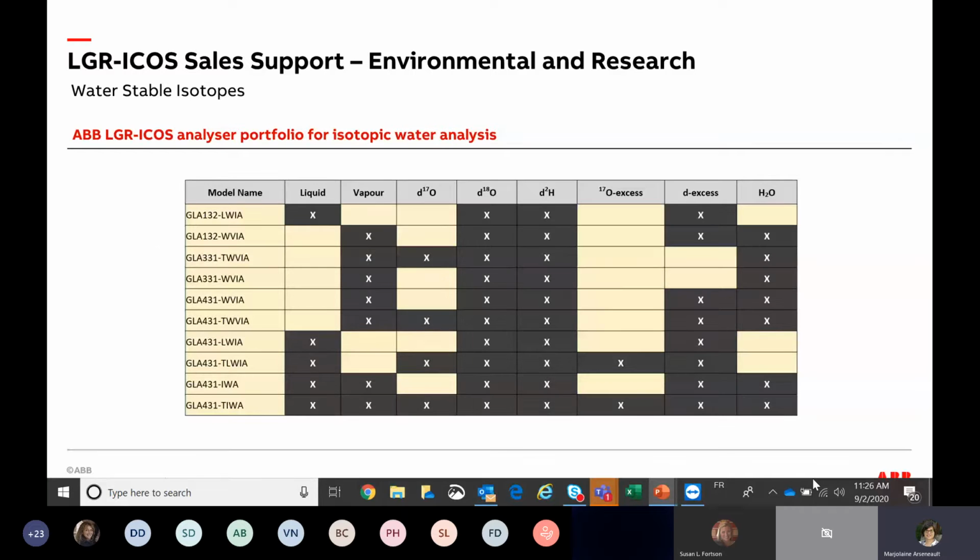Finally, here is a table to summarize that you can have either portable, benchtop, liquid, vapor, both liquid and vapor. 18O and deuterium all the time, but you can add 17O. In some cases you can have 17O excess, D excess, and in case of vapor, you can measure the concentration of water.